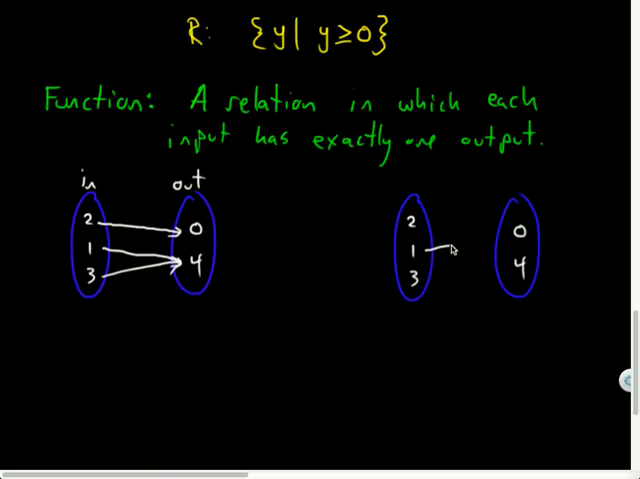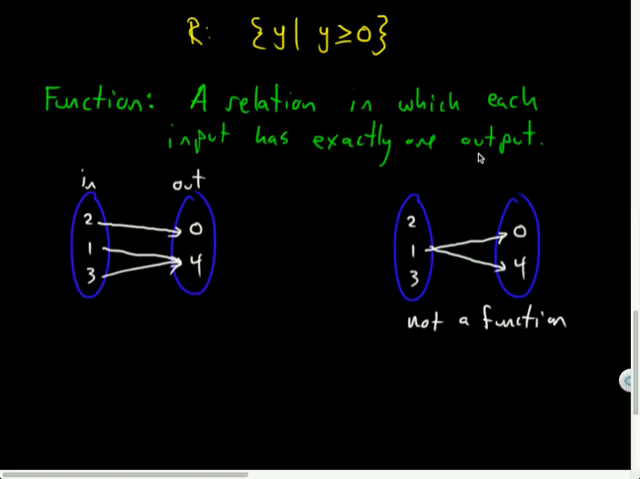Whereas this would be an issue, because now if I say, I give you 1, what do you give me back? Some people would say 0. Others would say 4. Some people would say 0 or 4. Some people would say 0 and 4. There'd be some confusion. So this is not a function, okay? Because there were 2 outputs for a single input.